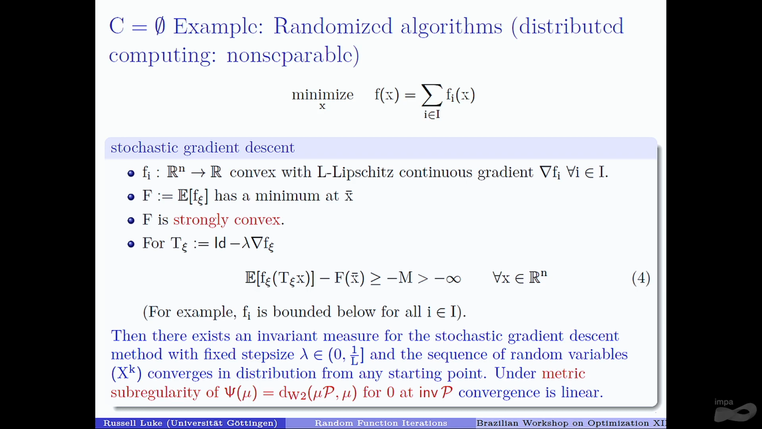And you can apply this now to, say, random gradient descent. So here it's not separable. We've got a sum of convex functions, Lipschitz continuous gradient. These are the usual assumptions for these kinds of things. This capital F, the expectation of these, is bounded below, and we've got some point where it achieves its minimum. And if this is strongly convex, then our T mappings are just going in the direction of steepest descent with respect to just one of these guys, and with some fixed step length. We don't have to play with the step lengths. I don't like algorithms that require tuning parameters because I don't have enough time to fiddle around with parameters.